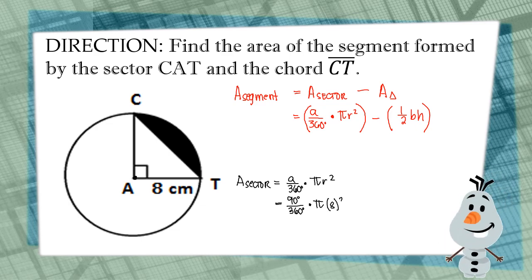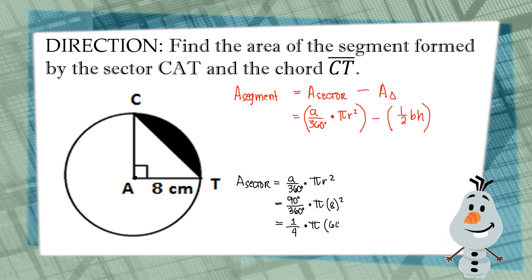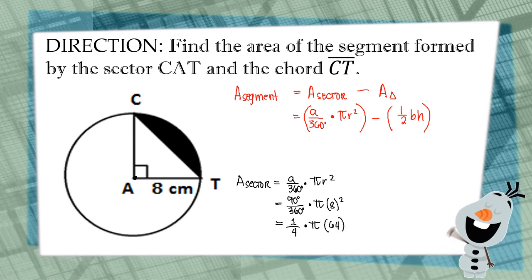So 8 squared. Simplify first, 90 over 360 degrees. We all know they are both divisible by 90. So this is 1/4 times pi, and 8 squared is 64. By the way, you may write your unit of measurement here in the middle of your solution, or you can write it in your final answer. It's okay, as long as you never forget the unit of measurement in your final answer.